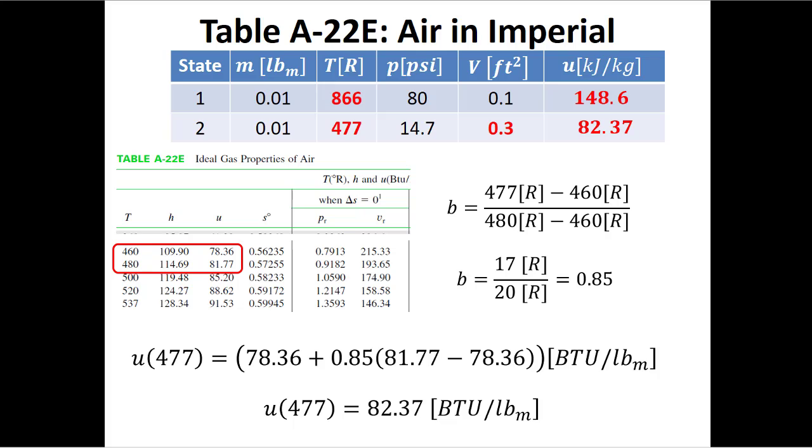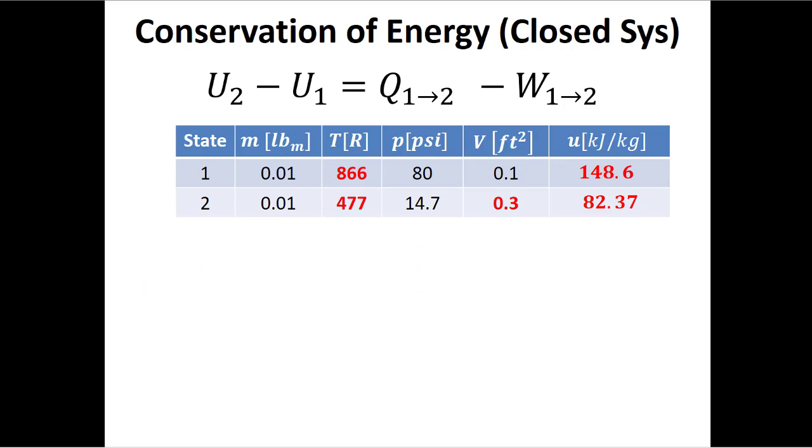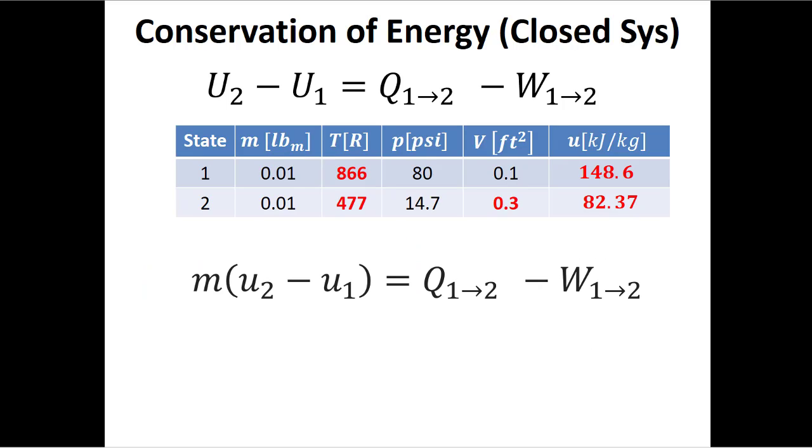I do notice here that U2 is less than U1, and that's encouraging because when I did the problem with constant specific heats, I found that delta U was negative. Now the magnitude's different here. So here I can see that my delta U is equal to mass times the change in specific internal energy.